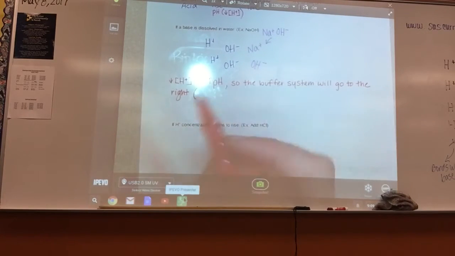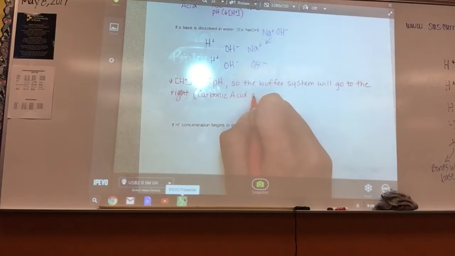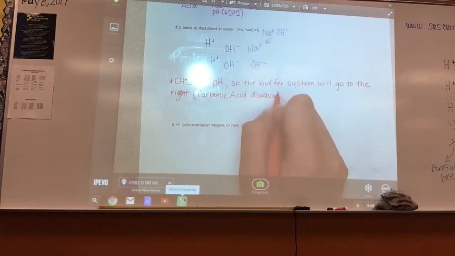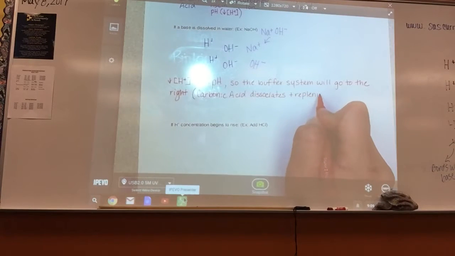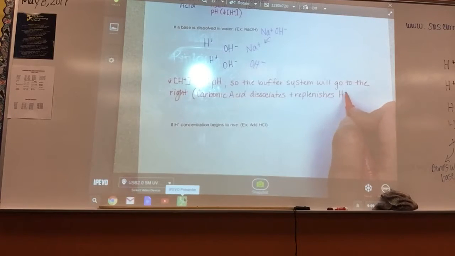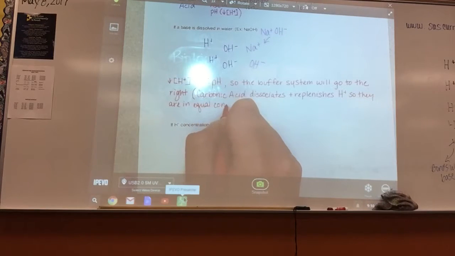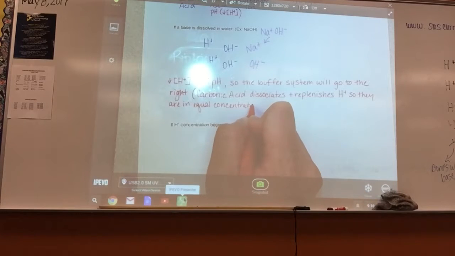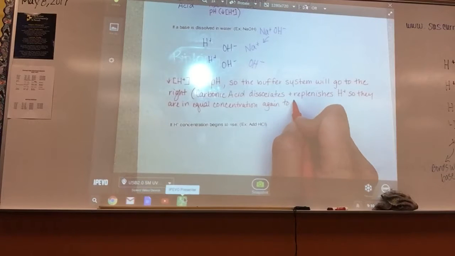And so let's write what's going on here. When it goes to the right, what's going on? The carbonic acid dissociates or breaks down into its respective ions. That diminishes what? The hydrogen ions. So they are equal in concentration again to the OH negative.